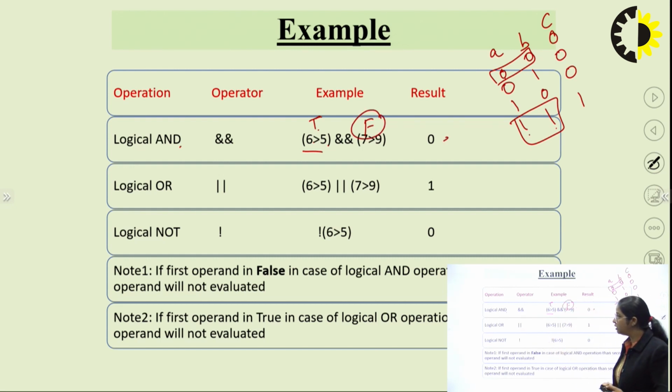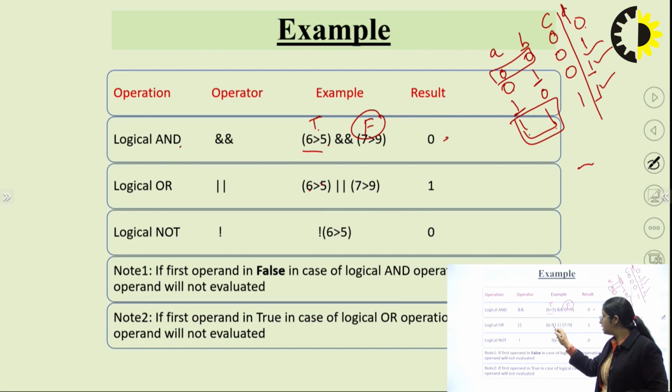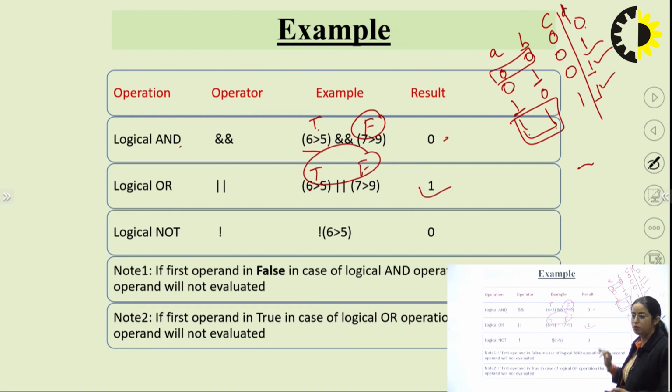Similarly, what happens in OR? OR is just the opposite. Only one condition must be true. Whether the other is false or not, that is okay, but one condition must be true. Here both are false, so we get false. If one condition is true, we get true. If at least one condition is true, we get true. If both conditions are true, then we also get the true value. Similarly, if we check 6 is greater than 5, yes, true. 7 is greater than 9, no, false, but still we get the output true. So I hope it is clear.